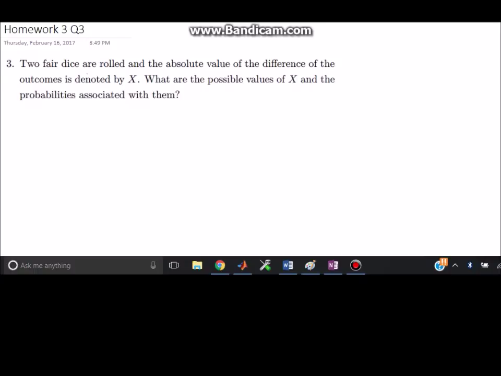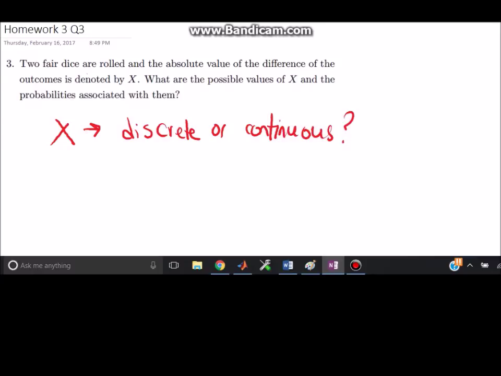Alright, so the first thing we need to do is determine whether this random variable x is discrete or continuous. So what we're doing is we're taking two fair dice and we're going to set x to be the difference between the two.